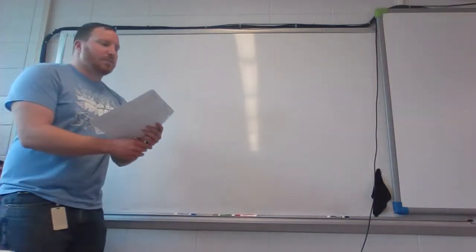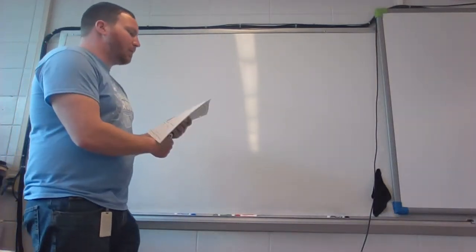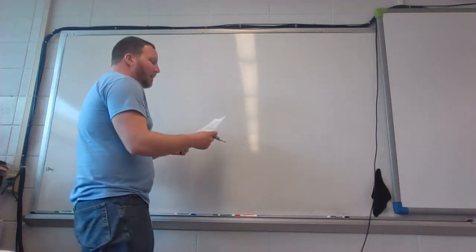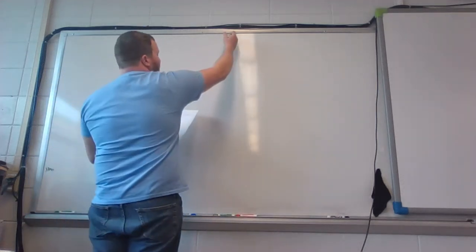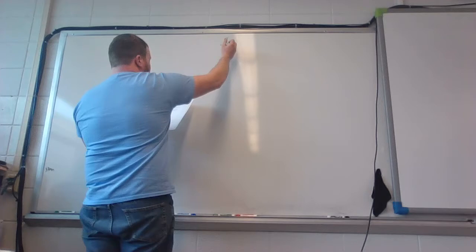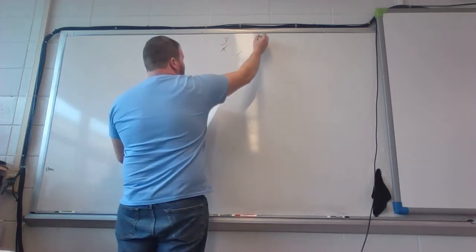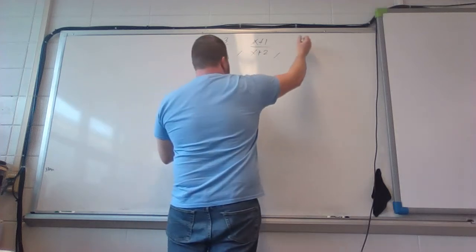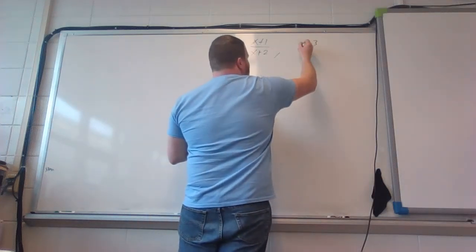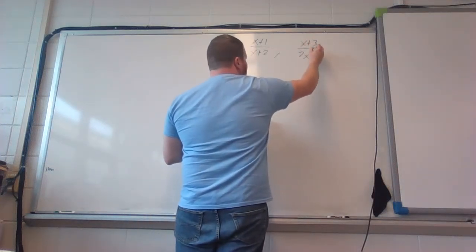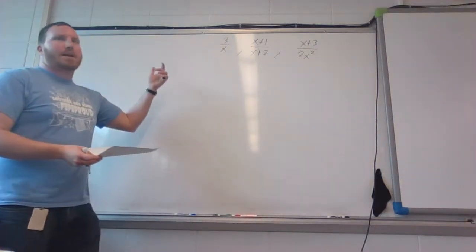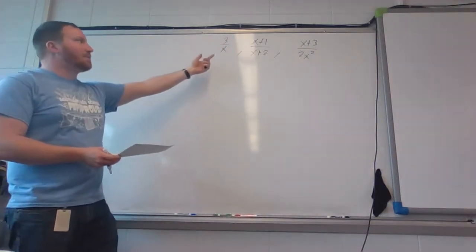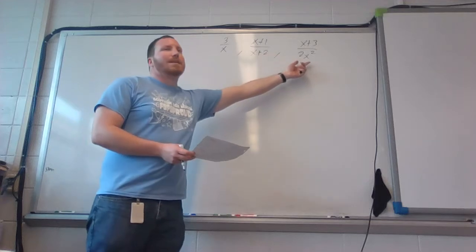So looking at simplifying rational expressions. At the top of the page, we see examples of rational expressions. They give us 3, so that would be 3 over x. We have x plus 1 over x plus 2. And x plus 3 over 2x squared. So each of these is a rational expression. A rational expression just means we have a variable in the denominator.